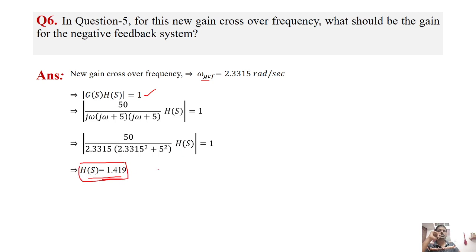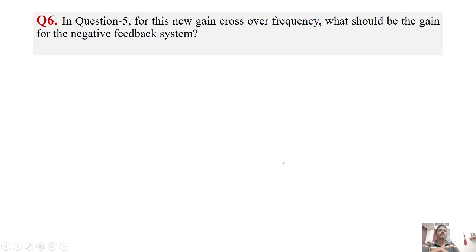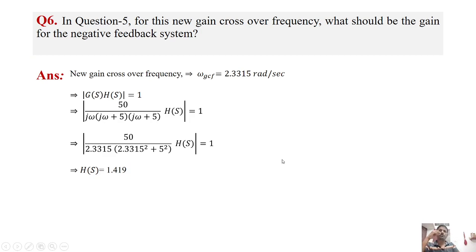So initially we took it as a unity feedback gain, right? But here we have found that h of s equal to 1.419. So this is the feedback gain. So I guess it is clear. Okay, so let us go to the next question. So before that, let me check whether it is, yeah, okay. So that's all about the sixth question.